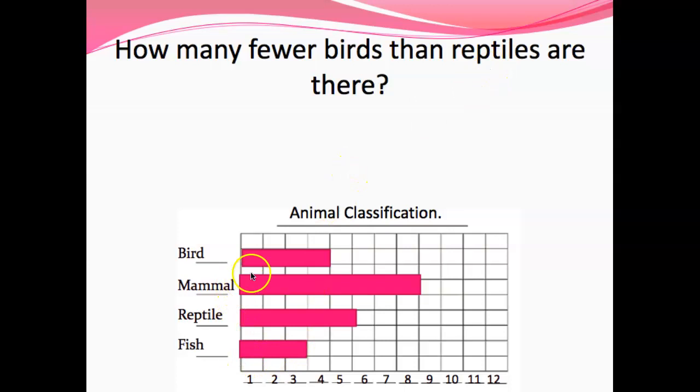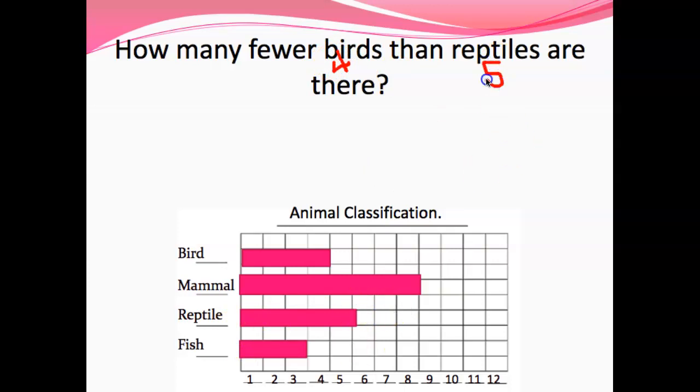So fewer is the one that comes first. There are 5 birds, so I'm going to mark just a little 5 under here. And reptiles, oops, I made a mistake. Let's erase that. Okay. How many fewer birds than reptiles are there? Sorry, there are 4 birds, so I'm going to mark a little 4 by my birds to help me remember. And there are 5 reptiles.